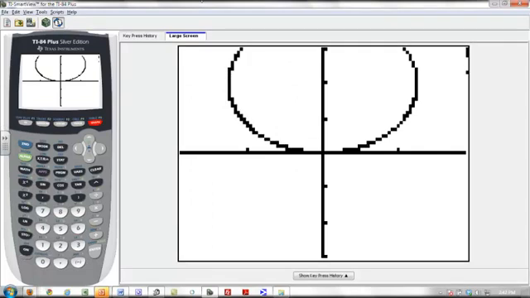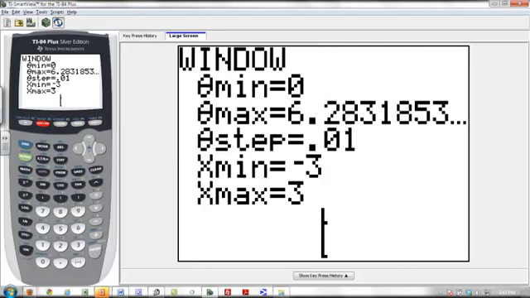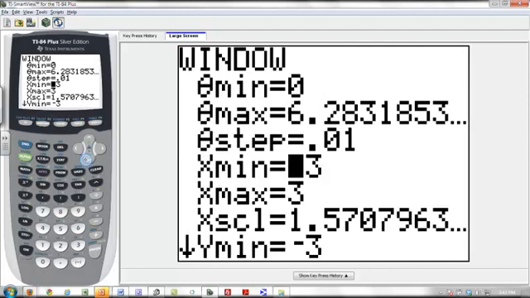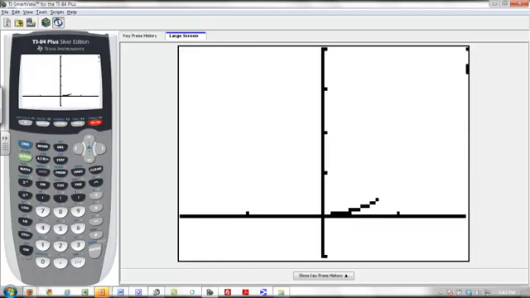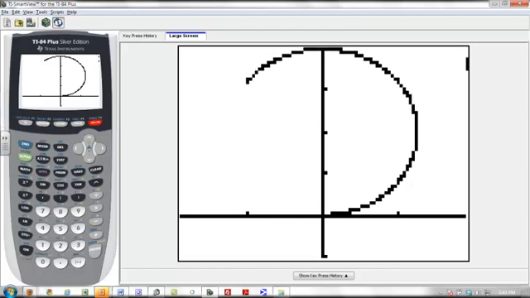Well, let me think about 4 sine theta. Sine gets as big as 1, so it looks like I'm going to get as high as 4. So let me change my y max to 4. In fact, I don't think I need to be anything more than negative 1 there. And it's kind of like a football.